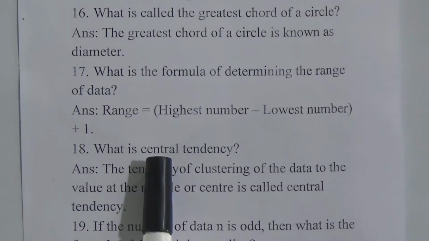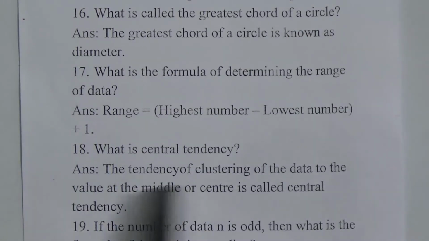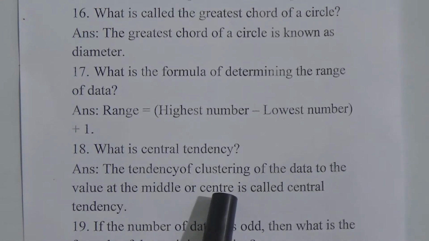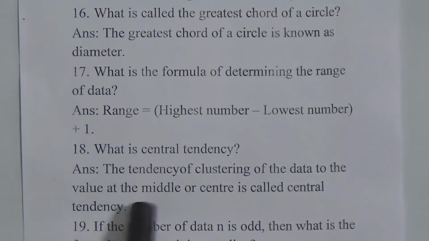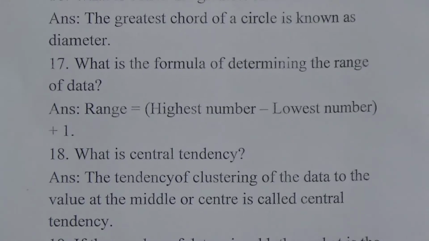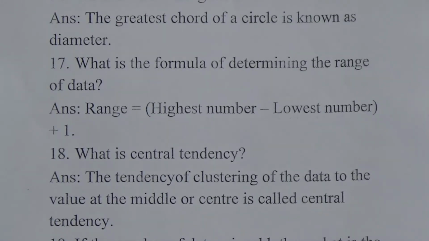Question 18. What is central tendency? The tendency of clustering of data to the value at the middle or the center is called central tendency. It means that the value of data which clusters at the middle or the center is known as central tendency. You know the three measures of central tendency. These three measures are mean, median and mode.